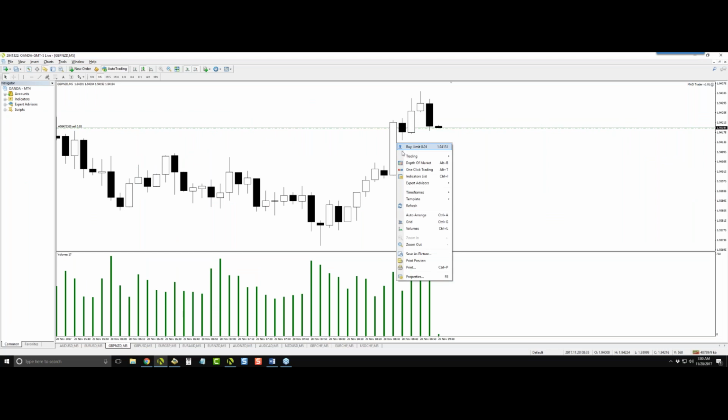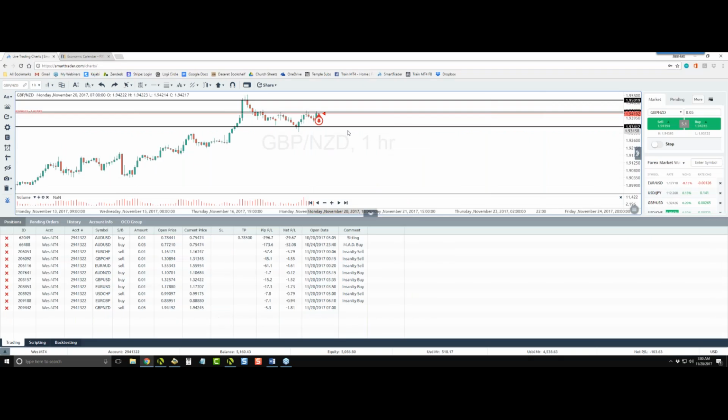Actually, I'm going to go ahead and take the robot off of the British pound New Zealand dollar so that it doesn't try and manage that trade. That'd be terrible.